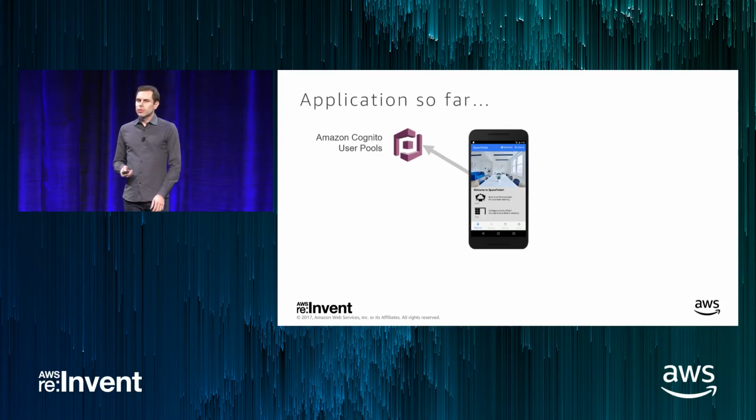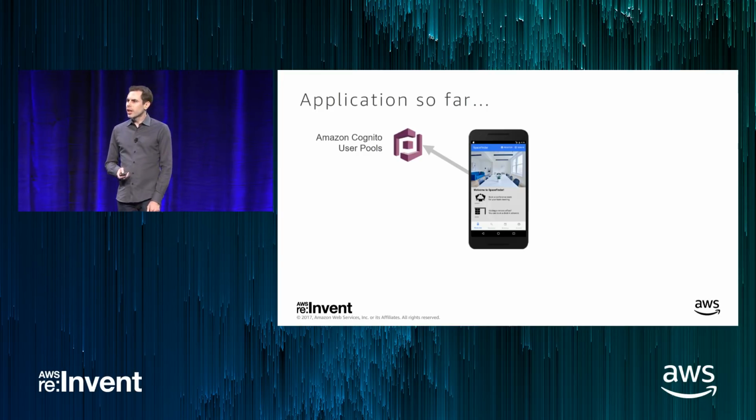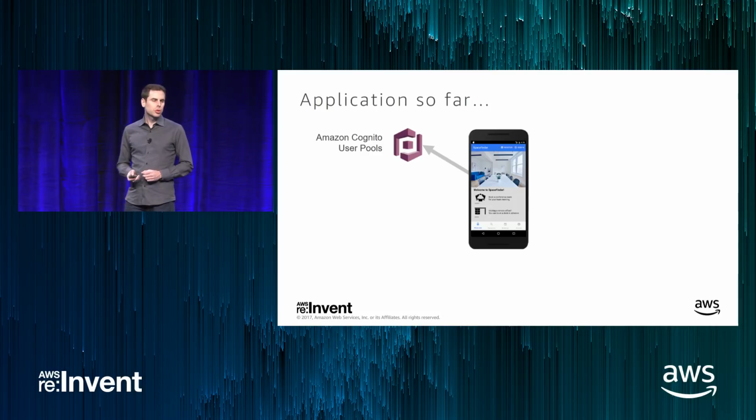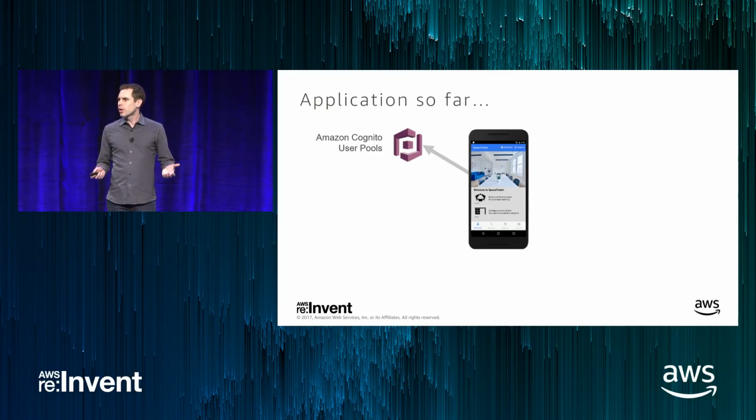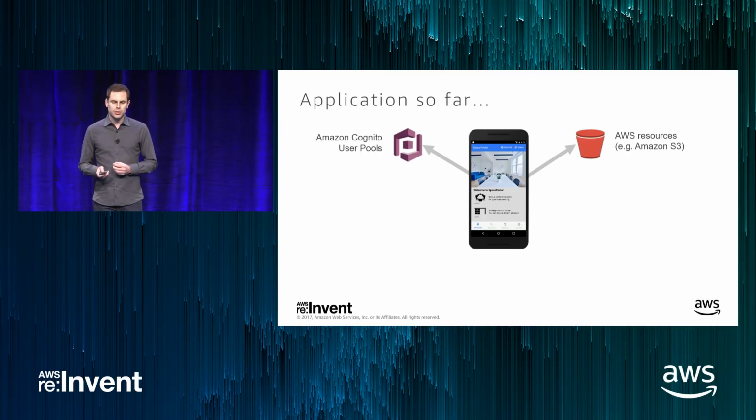So now we have a way, building up our SpaceFinder application, that a user can sign in and sign up. But what if they need to access AWS resources? So in our case, each user has their own profile. They want to have a profile picture. We want to take advantage of Amazon S3 for that. Well, to give them secure, fine-grained access to Amazon S3, we need something else.